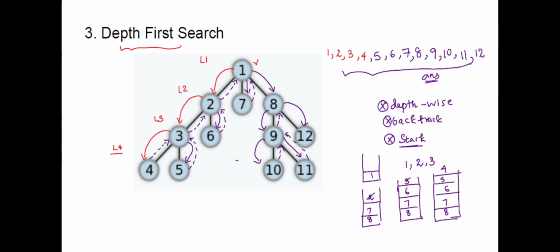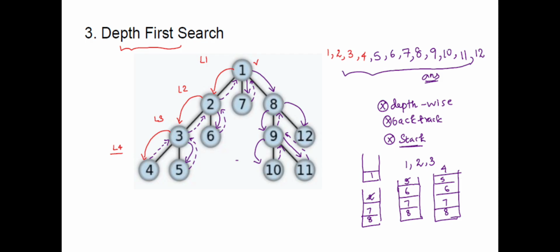The depth first search algorithm is one which travels in a depth-wise manner. Here, let us consider the example. There are 4 levels. Level 1 has node 1. Level 2 has 3 nodes: 2, 7 and 8. Level 3 has 4 nodes: 3, 6, 9, 12. And level 4 has 4 nodes: 4, 5, 10 and 11.